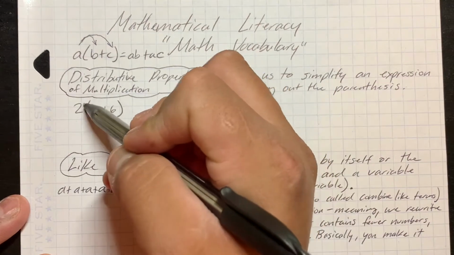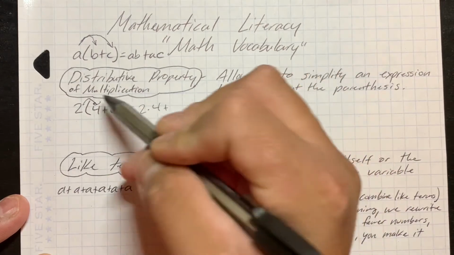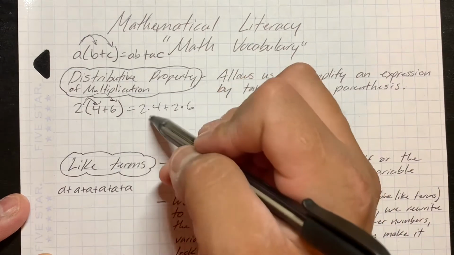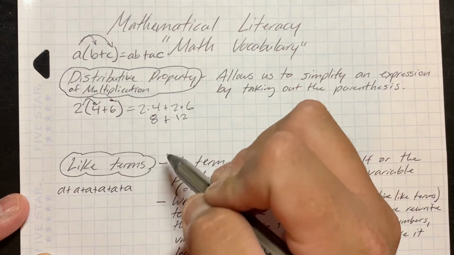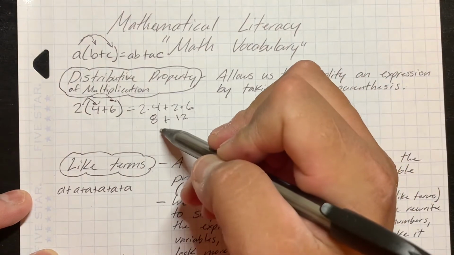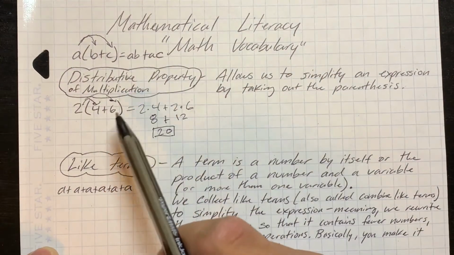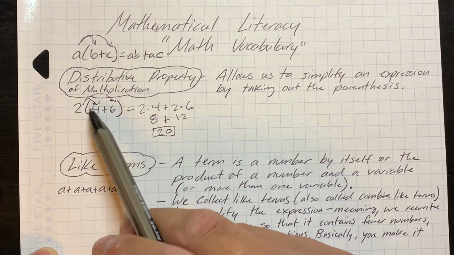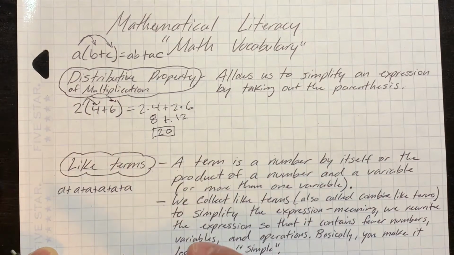So 2 times 4, we're going to distribute 2 times 4, then that plus sign, and then multiply 2 times 6. So 2 times 4 is 8, 2 times 6 is 12, and then 8 plus 12 is going to be 20. So there you go. Again, we use the distributive property of multiplication by distributing 2 times the first term, which is 4, and then 2 times the second term, 6, and added those two terms together to get 20.